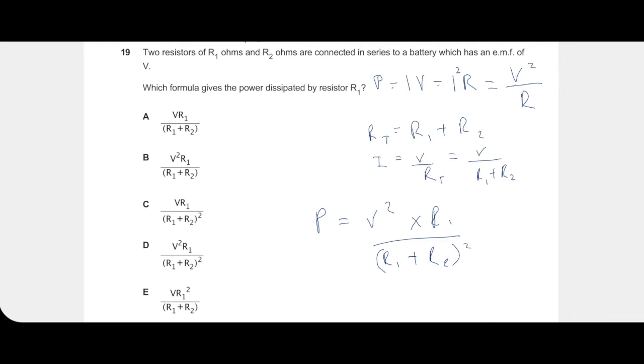You also know that the total resistance in this circuit in particular is R1 plus R2. And you know that the current in this circuit is the voltage over R1 plus R2. Now you could input all of this information into your power equation, and you get V squared times R1 over (R1 plus R2) squared. Therefore, the answer to this question is D. And that is question number 19 completed.